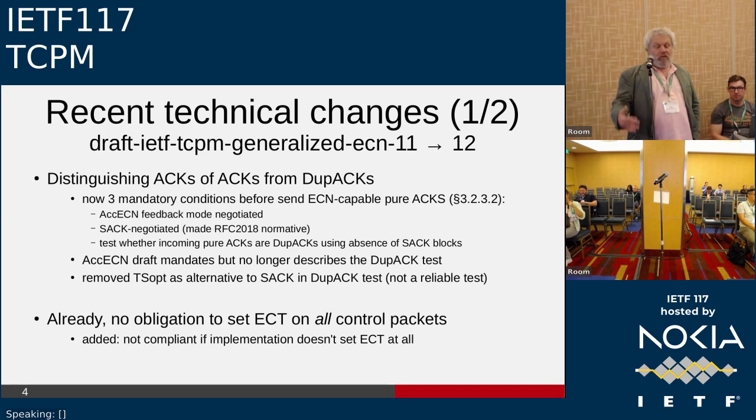So that covers that. The next technical change, which is quite administrative, if you like, is that the draft says there's no obligation to use ECT on all control packets. You can do experiments with them on just particular ones. And it just made a point that you can't say it's ECN++ if you're not doing it on any of them. It's a bit obvious, really. Next.